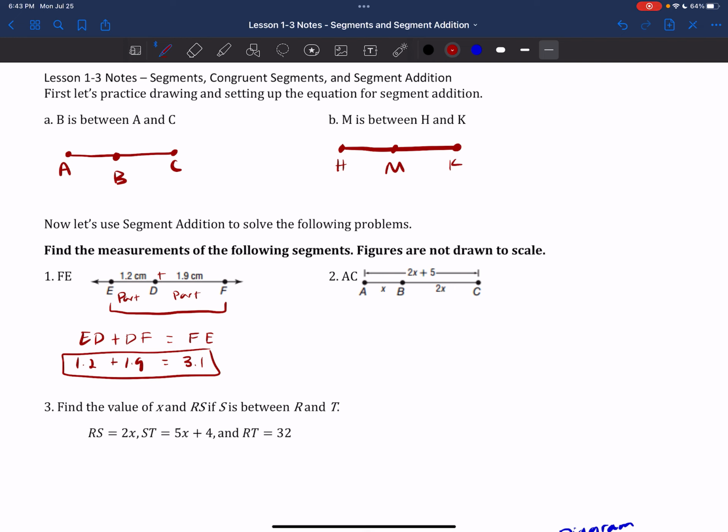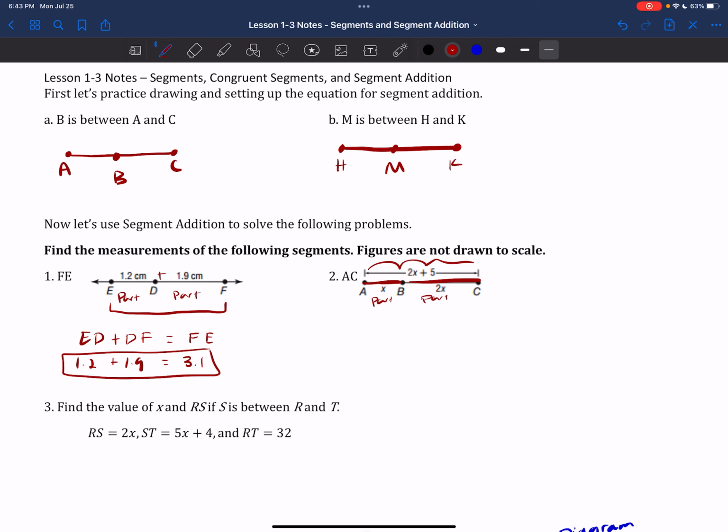Okay, this one for number 2 is a little different. It has some variables involved. So again, part plus part is going to be the whole thing. This right here is a part. This right here is also a part. And then this whole thing is the whole thing. 2x plus 5 is the whole segment here. So let's go ahead and just construct this. Let's set it up and then figure out what AC really is.